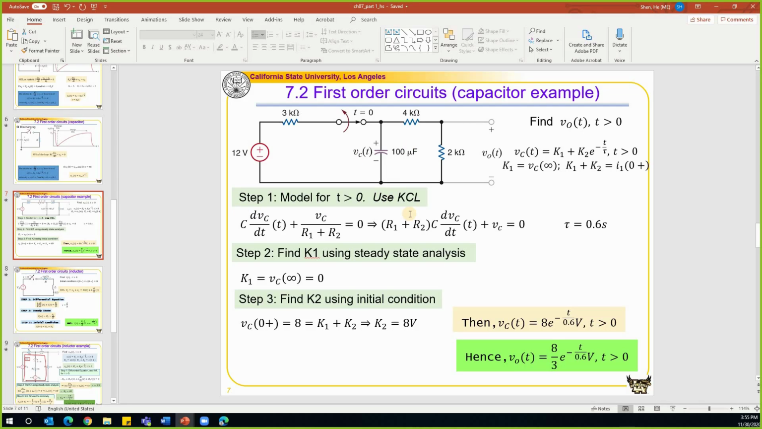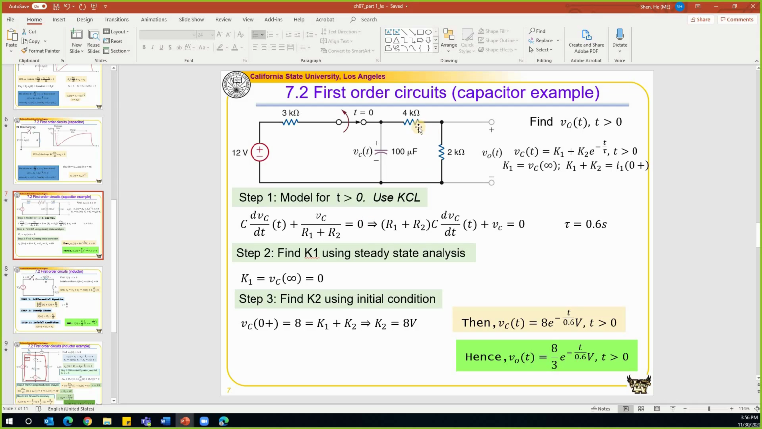To find Vc, there is a governing equation. Now this governing equation is a differential equation. We can find this differential equation using KCL or KVL. If you use KCL, there are not many nodes. If you use KVL, there is this one loop. So over here, there's not a big difference.